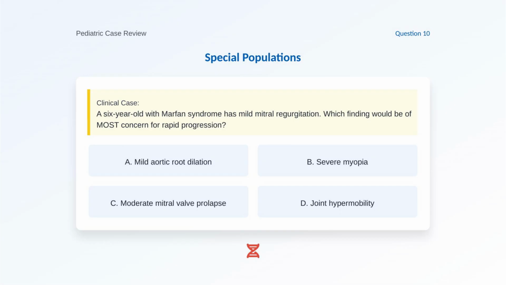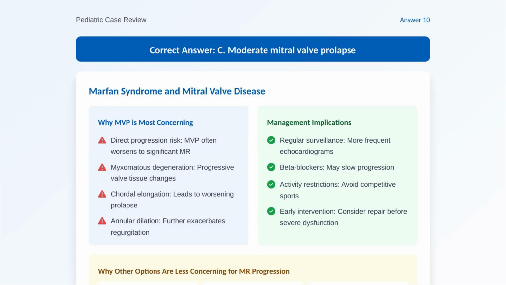To answer this question correctly, you need to understand the cardiovascular manifestations of Marfan syndrome and their natural history. Consider which of these findings is most directly related to the progression of mitral valve dysfunction in patients with Marfan syndrome. Also consider the underlying pathophysiology of mitral valve disease in this connective tissue disorder and how different clinical features might influence the rate of progression. The correct answer is C, moderate mitral valve prolapse.